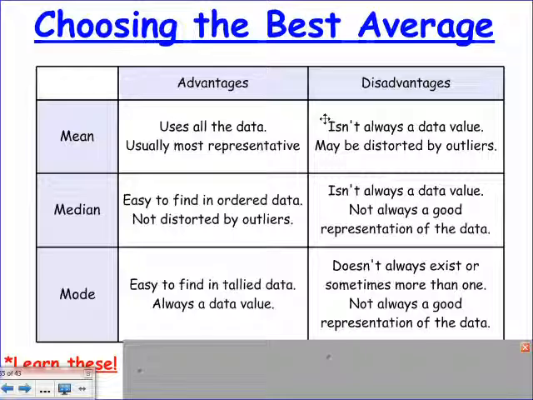It doesn't always exist, okay, or there might be more than one. Sometimes it's not a good representation of the data. So if I say to you, what's the mode for this information? 1. So it doesn't represent the rest of the data, because I've got 4 1s, a 2, a 5 and an 8. So a mode might be at one end of all your data. Yeah? So you need to know the pros and cons for each of the types of averages, because you get these follow-on questions that will ask you about which one is best, and that's exactly what you're going to do now.